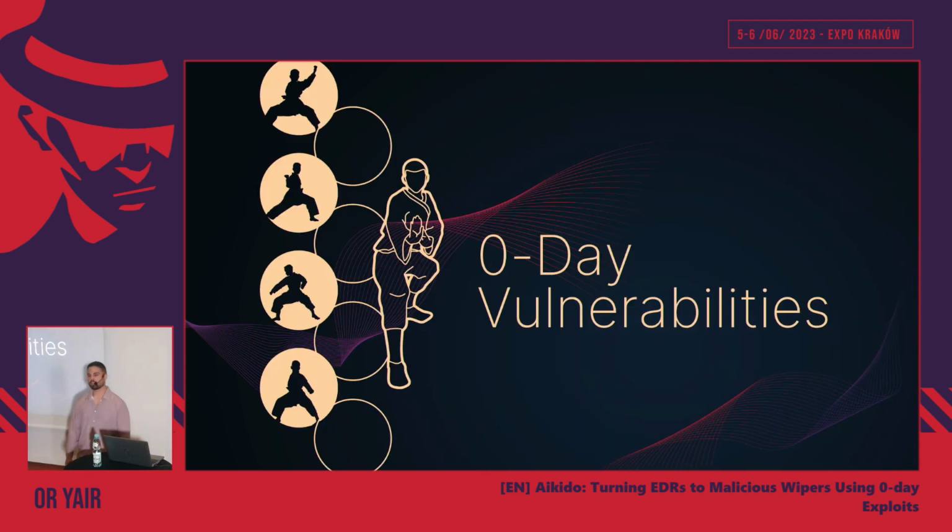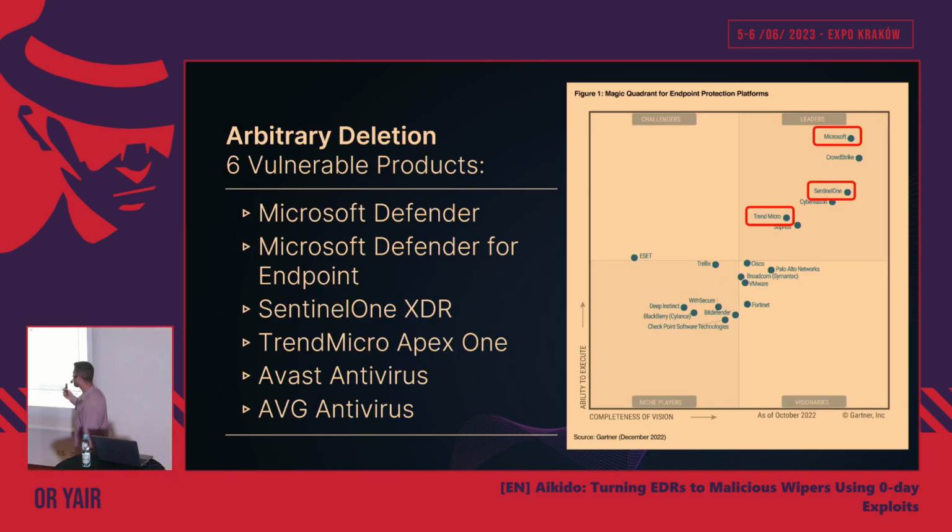So let's talk about the vulnerabilities. Overall, 6 products were found to be vulnerable to this kind of an exploit. So the products are Microsoft Defender, Defender for Endpoint, SentinelOne XDR, Trend Micro Apex One, Avast Antivirus, and AVG Antivirus. 3 out of the vendors that appear here are actually in the leaders section in Gartner's Magic Quadrant for Endpoint Protection Platform for the year 2022.